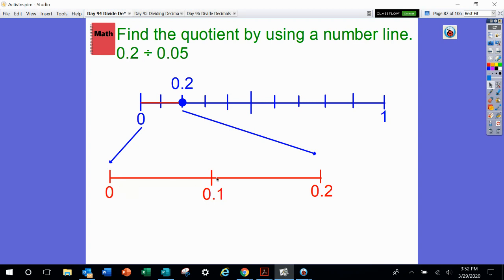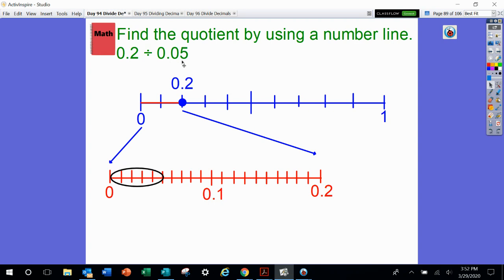Each tenth gets broken up into 10 pieces. 1, 2, 3, 4, 5, 6, 7, 8, 9, 10. There's my 1/10. 1, 2, 3, 4, 5, 6, 7, 8, 9, 10. There's my 2/10. Okay, and each of these little things represents what? Each of these little things represents 100th.